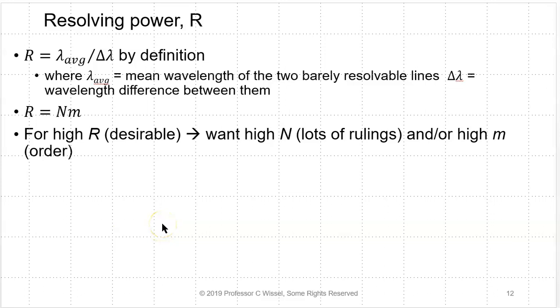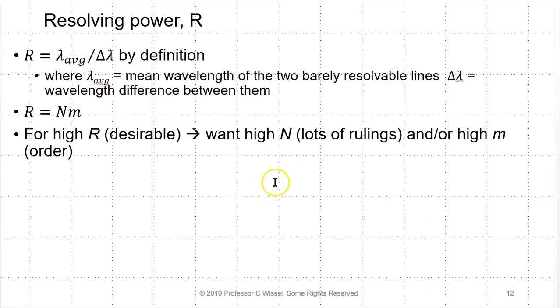Now, R is the resolving power. It is lambda average divided by delta lambda by definition, where lambda average is the mean wavelength of two barely resolvable lines, and delta lambda is the wavelength difference between them. R equals N times m. We usually want high R, so you want lots of N, lots of rulings, and or a high order number. Now notice there's a theme here.